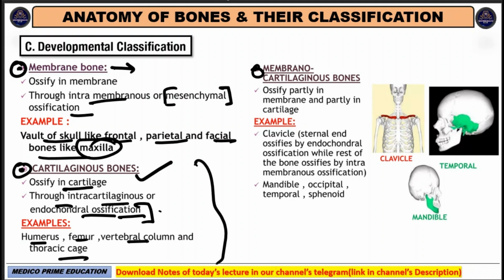Okay, membranocartilaginous bone. It may come as a short note in your upcoming exam. It may ossify partly in the membrane and partly in the cartilage. Example is the clavicle: the sternal end ossifies from endochondral ossification, while the rest of the bone ossifies by intramembranous ossification. Mandible, occipital, temporal and sphenoid bones are also examples of membranocartilaginous bone. At least two or three examples you have to write.